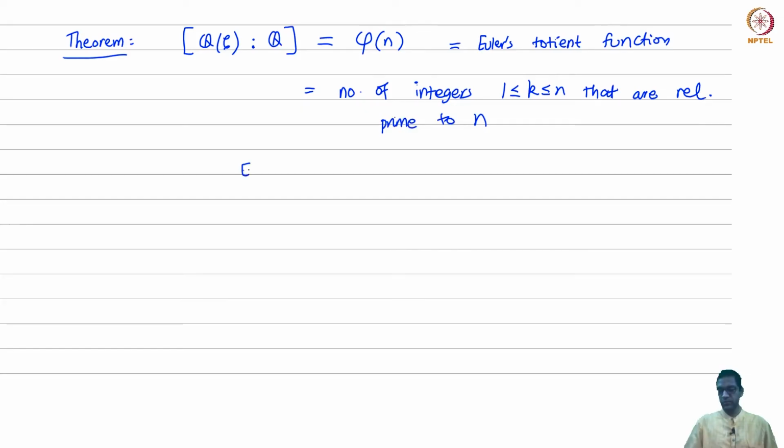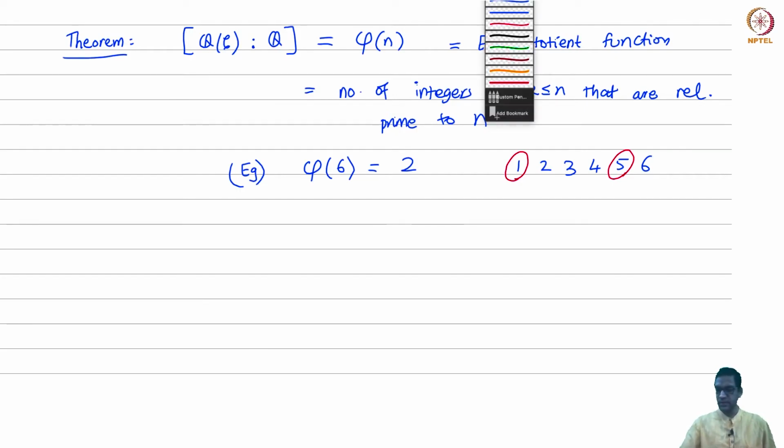Okay, so you've seen this before. So for example, if I take phi of 6, this is just 2 because among the numbers 1, 2, 3, 4, 5 and 6, only 2 of them are relatively prime to 6, which are the numbers 1 and 5. Okay, now let's prove this theorem. That's our goal.